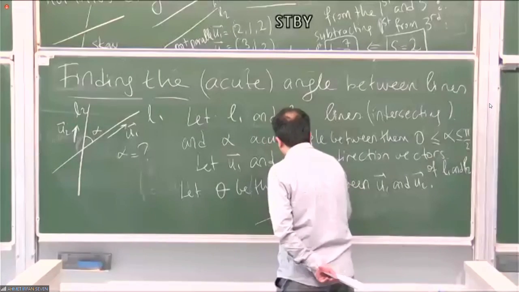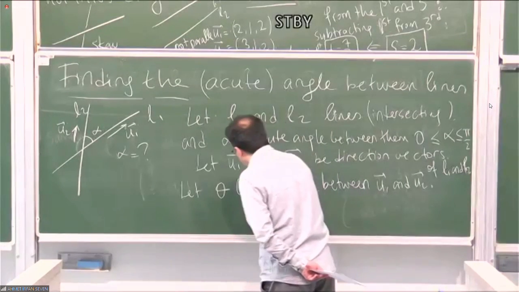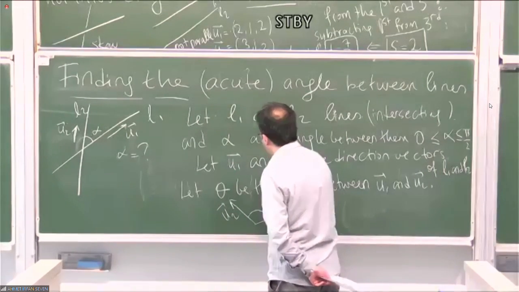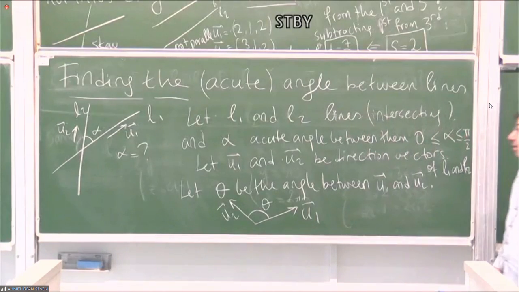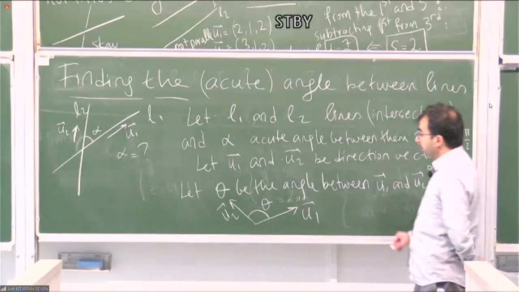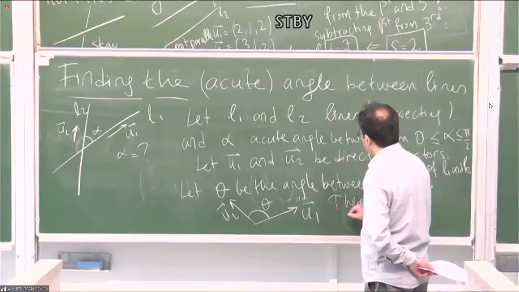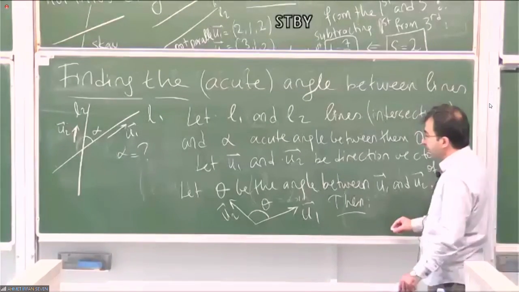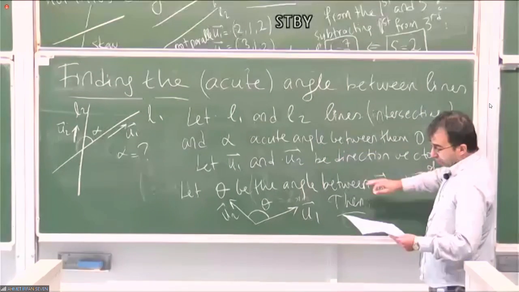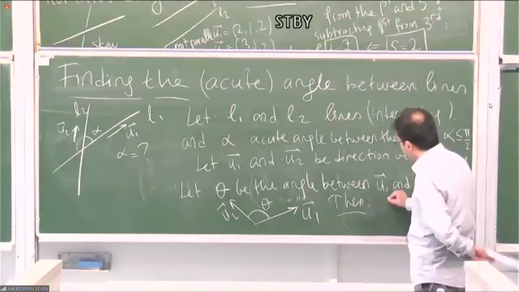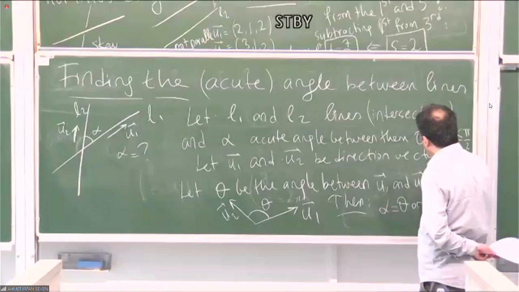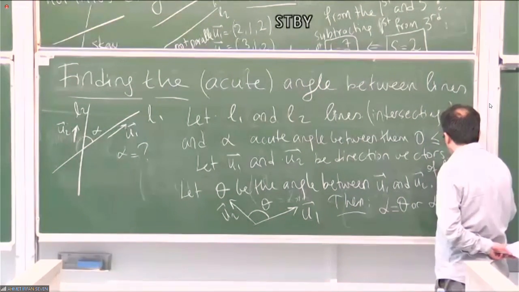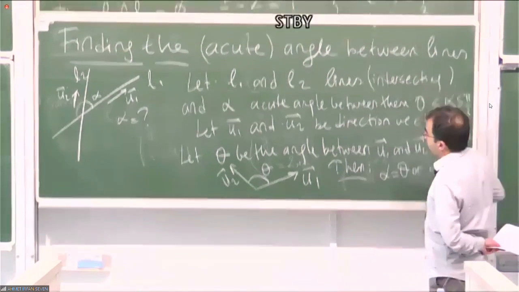So let me draw a picture here. This will be U1, this will be U2. For example, theta is the angle. Fine. What is the relation between theta and alpha? Then the relation between theta and alpha will be the following. So alpha will be either equal to theta or pi minus theta. Alpha equals theta, or alpha equals pi minus theta. Why is this so?